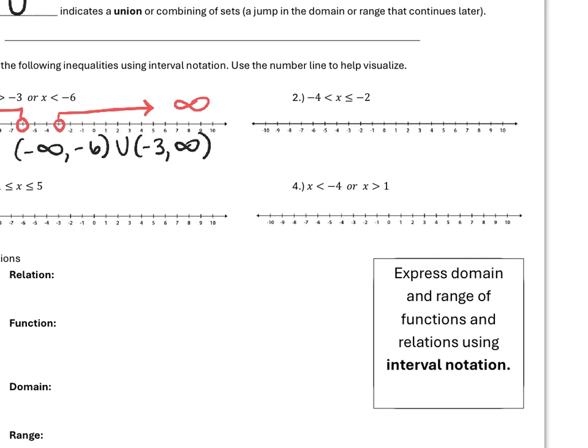Number 2, we have x in between two values. So this is going to look like this. Open circle at -4 because it's not included. We don't have an or equal to sign underneath the inequality. And then we go up to and include -2. And the x is all the values in between those two. So in interval notation, this would look like a parenthesis at -4, because we're not including that value. We put a comma to indicate that we are going to continue to -2, where we will put a bracket because we are including that value.